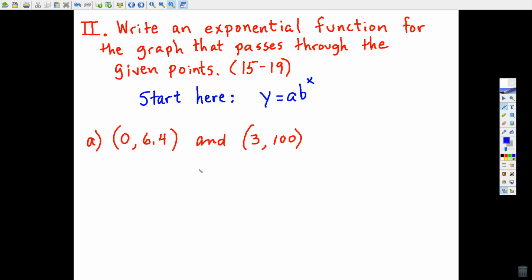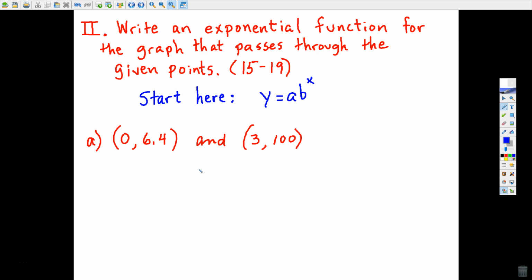If you think about it, it's kind of the reverse of what we've been doing the past couple of days. Past couple of days, it's like, here's an exponential growth or decay function, give me the ordered pairs and graph. Well, this says, here are the ordered pairs, give me the function. So we're going to work in the reverse direction.